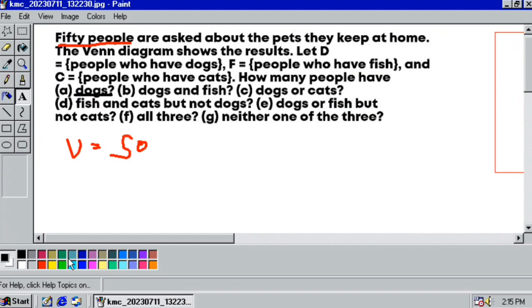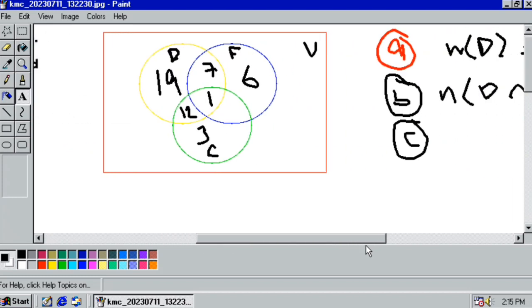Next, how many people have dogs or cats? We're looking for the union of dogs and cats. So it's dogs, or we have the word or here, so all of the dogs and cats. So it will be the union of dogs and cats. It will be the shaded region here, all of that and the cats also.